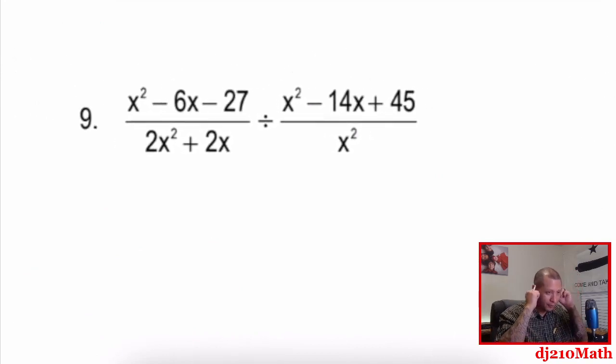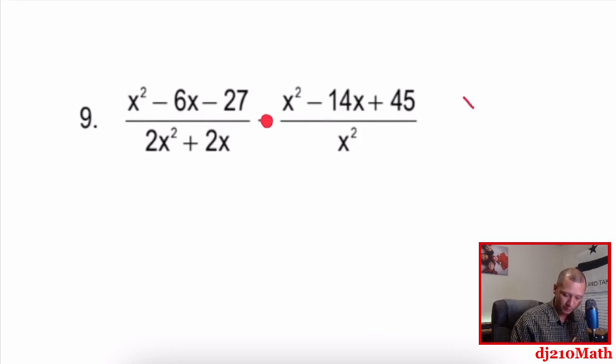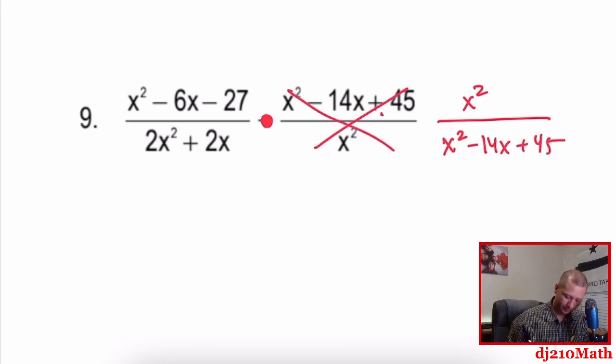Okay, division. So it's tempting to just start factoring and canceling. You always want to flip the sign, change the sign, and flip the second one. So x squared minus 14x plus 45. So we don't need that anymore. All right, let's see here. Factoring top left, right? Because now it's multiplication. Now we can start factoring and canceling.